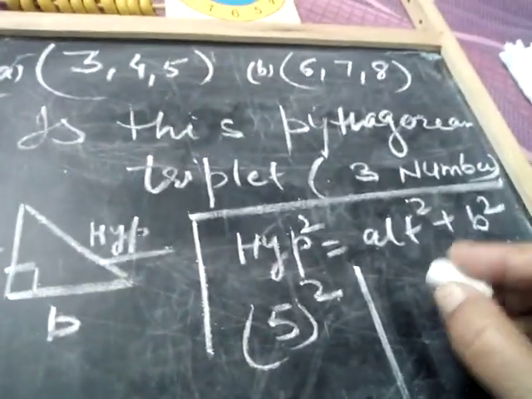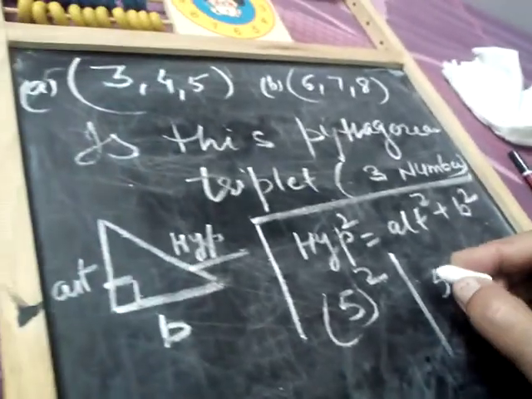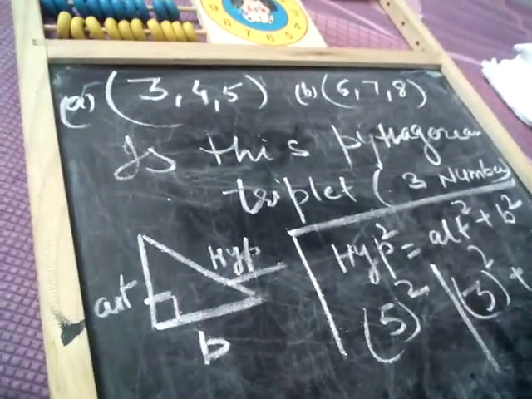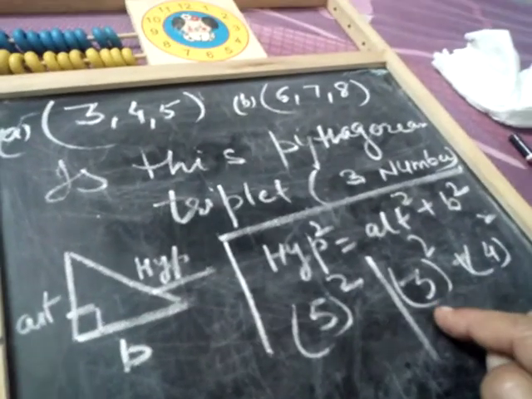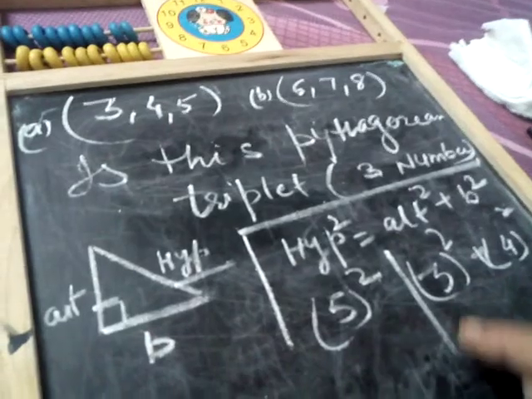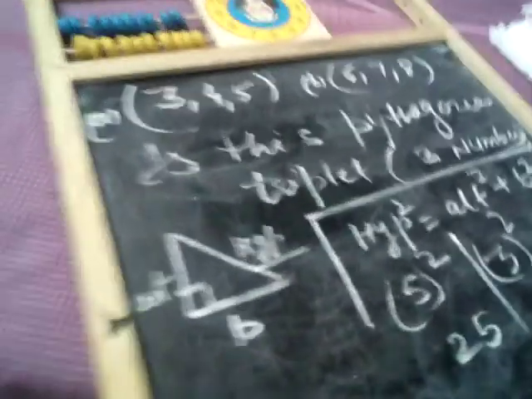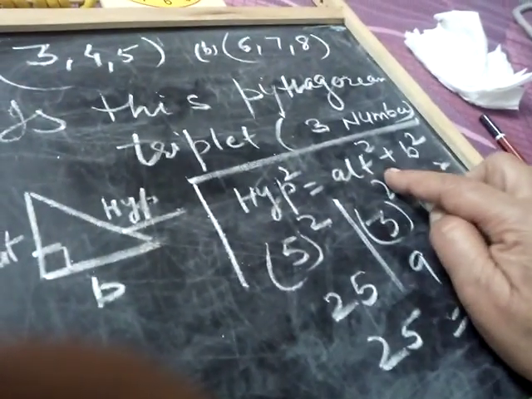So I am taking 3 square plus 4 square. Separately I will find out the value of the left hand side and the right hand side, and in the end we will fill in whether it is equal or not equal. So this is 25, this is 9 plus 16. Now 25 is equal to 25. So hypotenuse square is equal to altitude square plus base square.